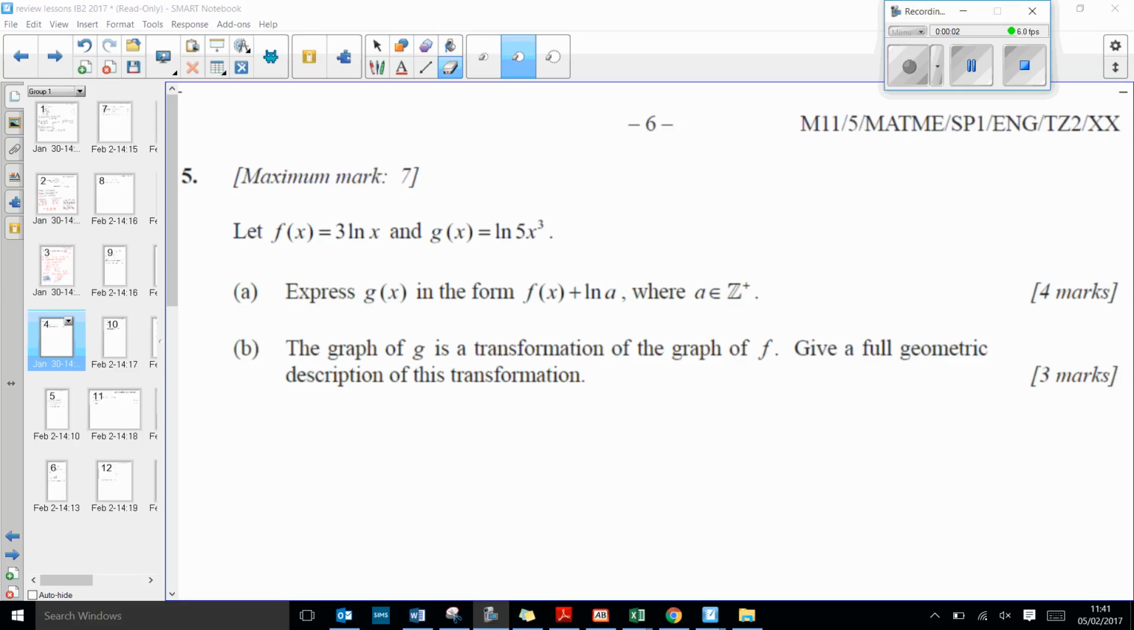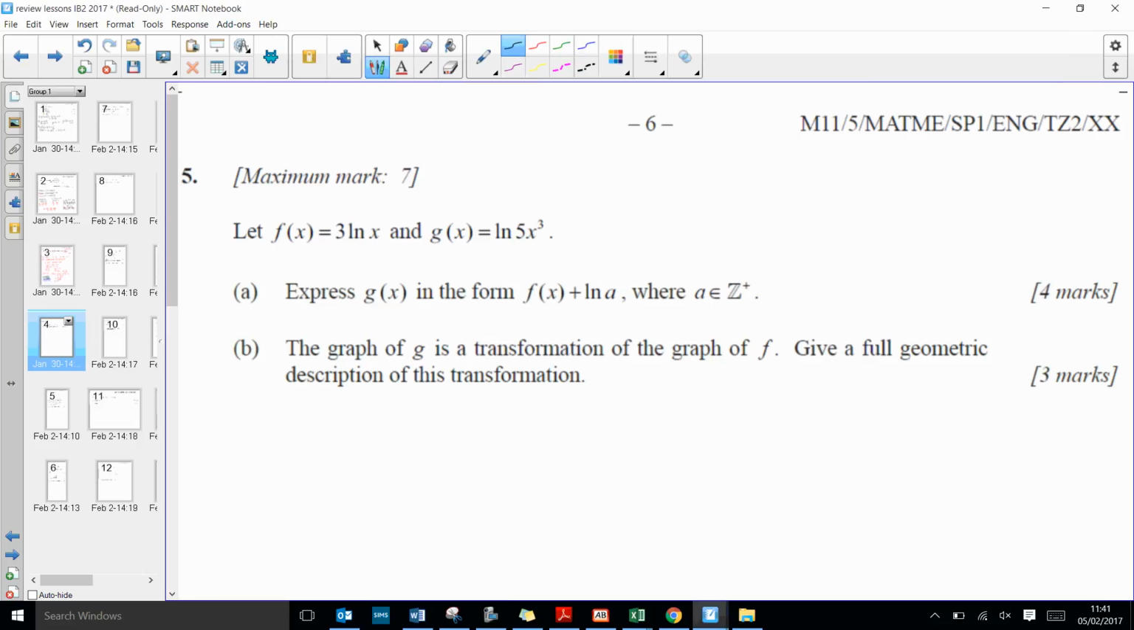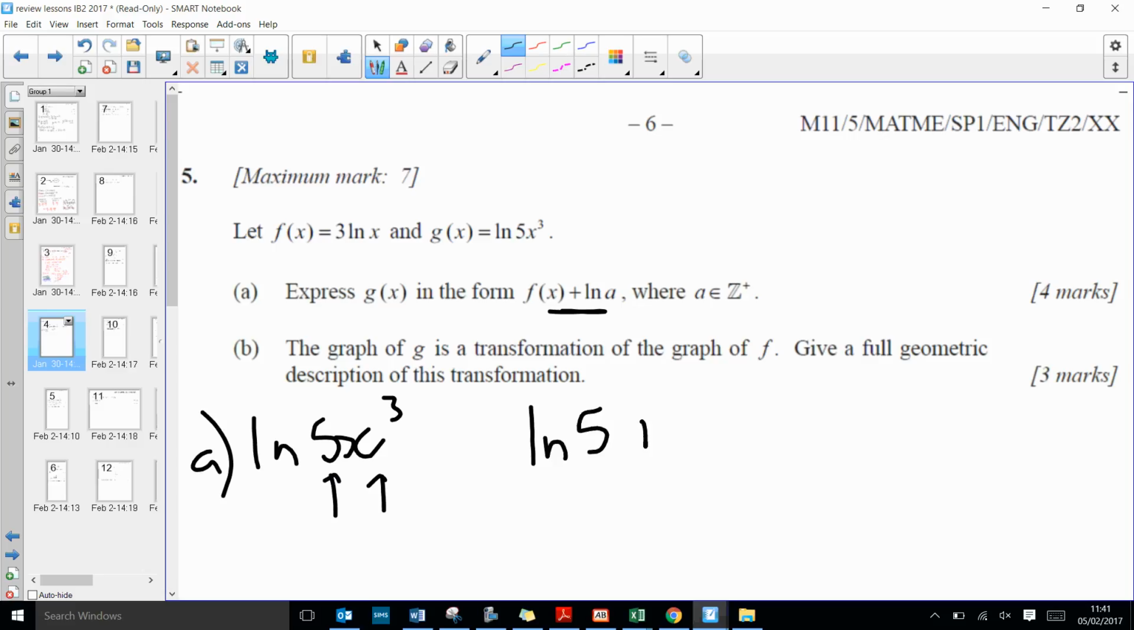Okay, so we've got f(x) and g(x) defined, and we need to express g(x) in the form f(x) plus ln a. The fact that it's got f(x) plus ln a should hopefully give you a clue here. What we're going to do is focus on ln 5x cubed, and we're going to try and separate this. We know that 5 and x cubed are being multiplied, and laws of logs state that if things are being multiplied, we can separate them to ln 5 plus ln x cubed.